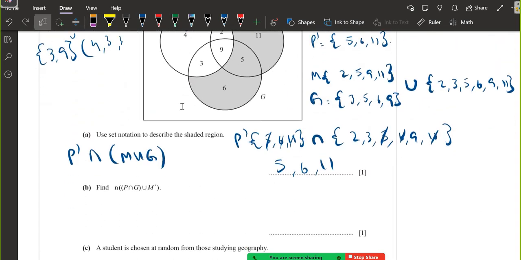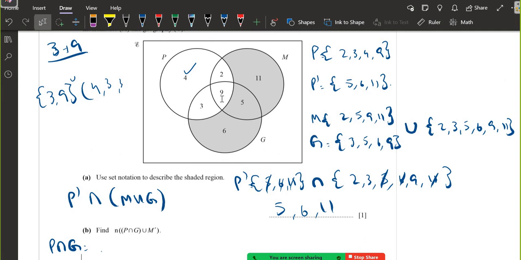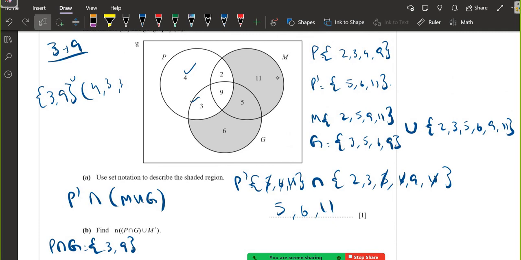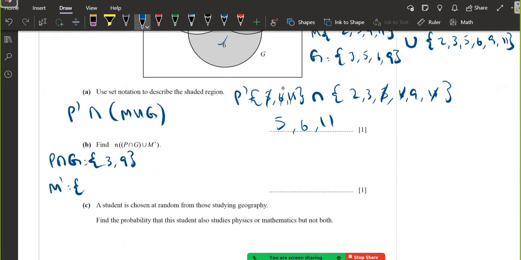Instead of taking this shortcut, let's do it another way. Let's first write down P intersection G. P intersection G is 3 and 9, so we write down over here 3, 9. M complement is basically all the numbers besides M, so that is 4, 3 and 6. So we will write 3, 4, 6.